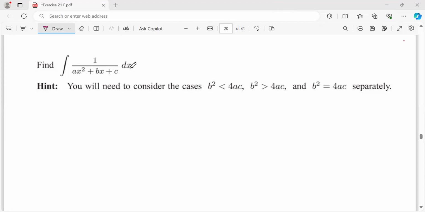Find this integral, 1 over ax squared plus bx plus c dx. You will need to consider test cases. Okay.